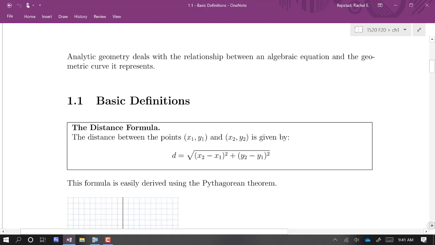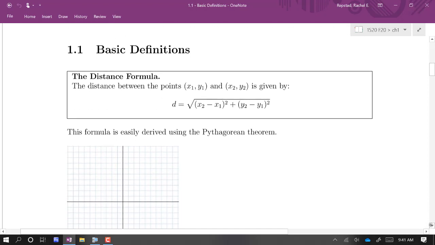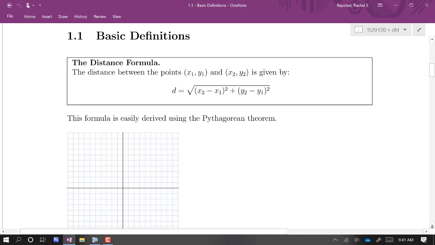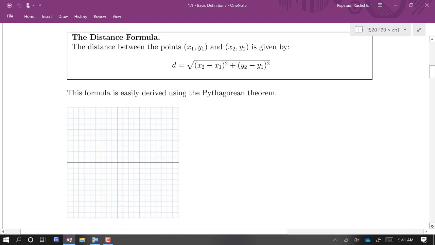First, the distance formula. If I have 2 points in the plane, x1, y1, and x2, y2, the distance between those 2 points is given by this formula. I try to minimize how many formulas I need to memorize. We're going to derive this formula for ourselves and see that if I ever want to find the distance between 2 points, I can use that distance formula, or I could sketch it out and use Pythagoras.